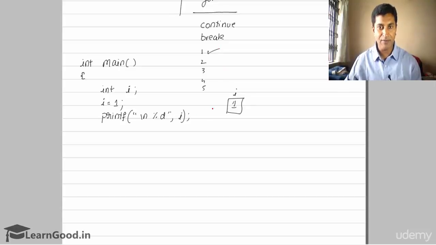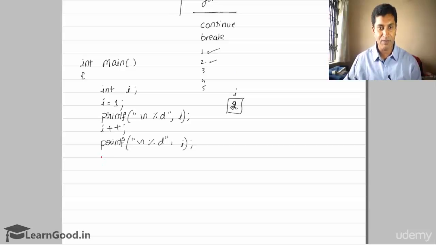Now I have to display 2. So naturally this I value should get incremented by 1. You can give here I equals I plus 1, or else you can just give I plus plus. This I value will now become 2. Then display the 2 by giving printf "\n%d", that is the I variable. So now it will display the I value, which is 2.